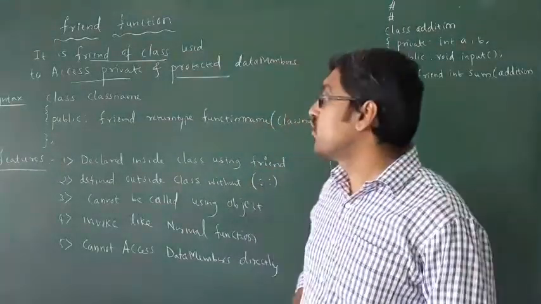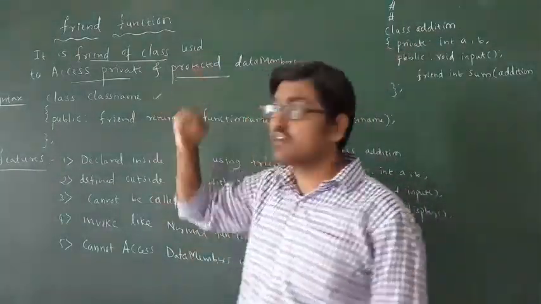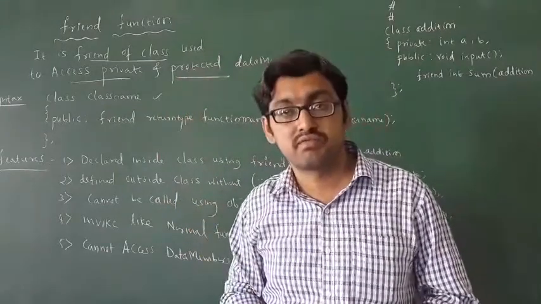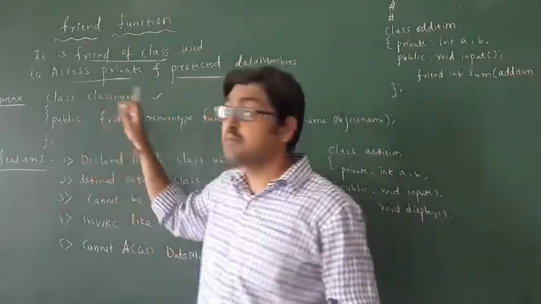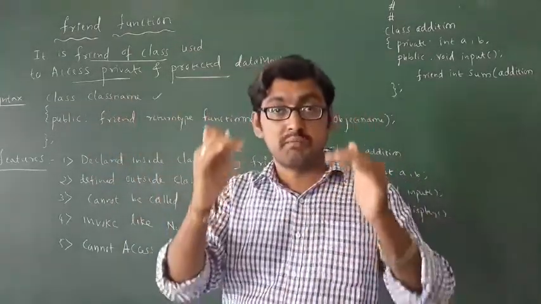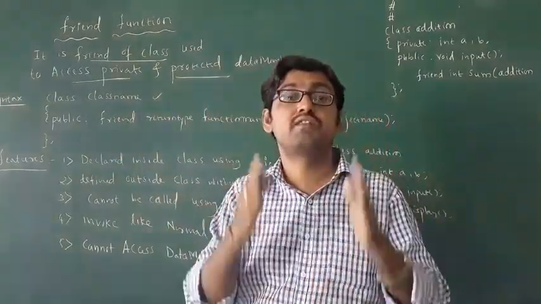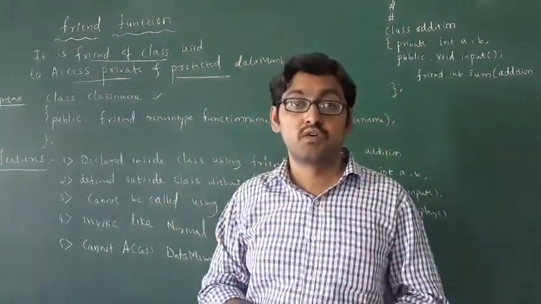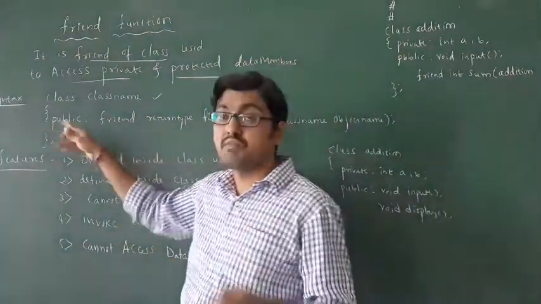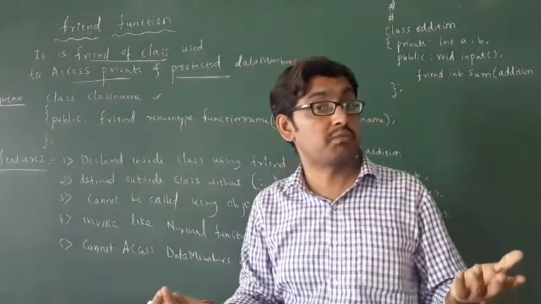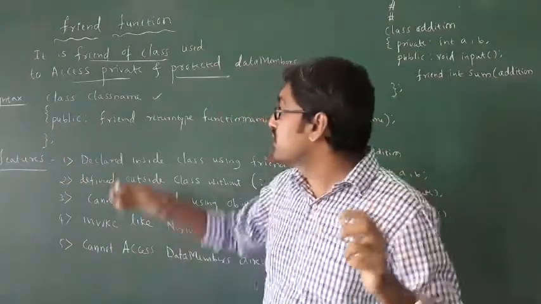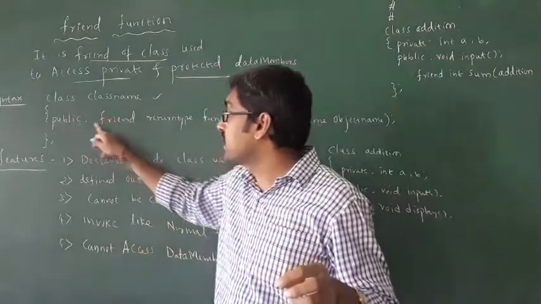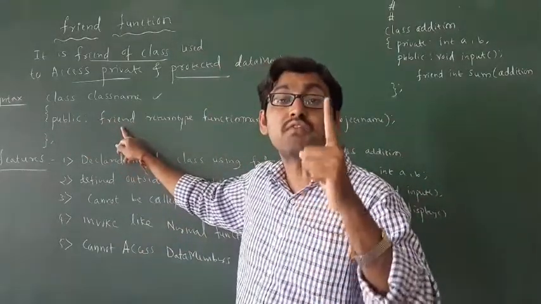Okay, then what is the syntax of a friend function? Where do we write a friend function? See, always the class name, then in the public section only you have to write the friend function definition, not in private. In public, like a member function, you declare it in the public section only. Use the friend keyword.